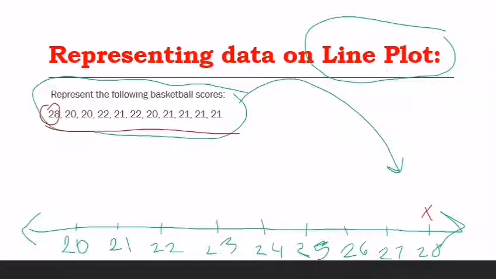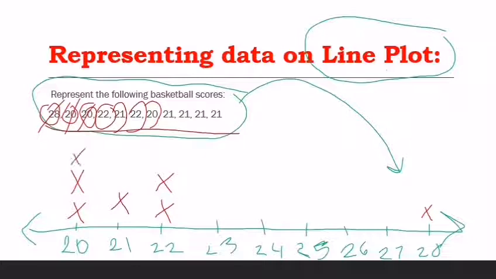I have here 20. So I represented the 28. I will represent now the 20. I have another one that is 20. So I'll put here again another cross for the second 20. Here I have 22. So I'll come at 22 and put a cross. Here I have 21. So I'll come at 21 and put a cross. Here I have again a 22. So I'll put at the 22 another cross. I have here a 20. So I'll put another cross on the 20.